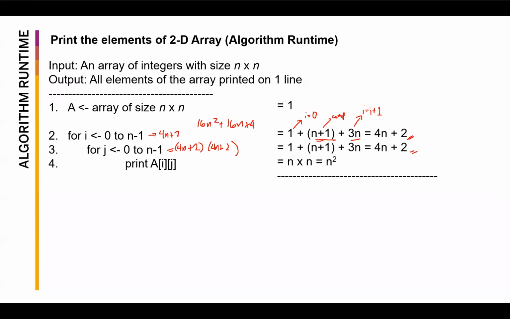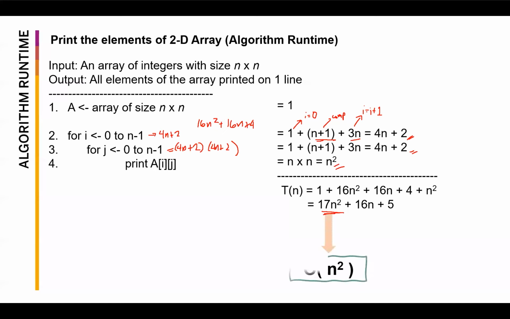Okay, and then we go for print. So the printing will happen on n times n times, so that's n squared. So if we add all of these, we arrive at 1 plus 16n squared plus 16n plus 4 plus n squared, which is equivalent to 17n squared plus 16n plus 5. So again, what do we need to do to assign a big O category? We look at the term with the highest order, and we drop the coefficients, and we arrive at O of n squared.